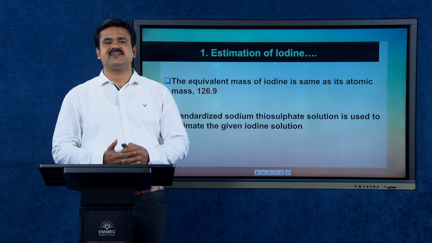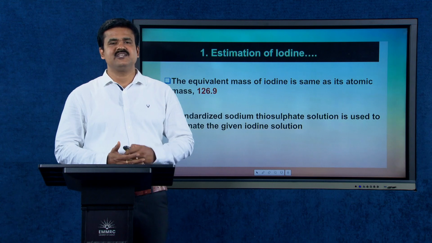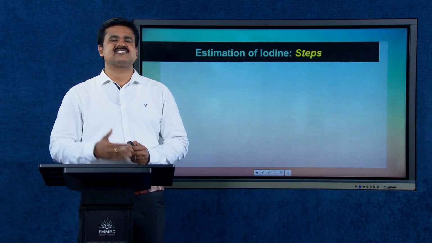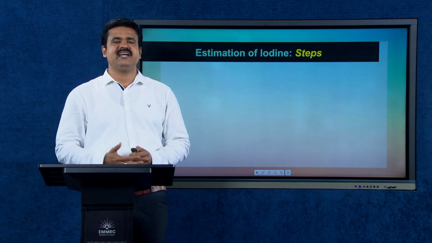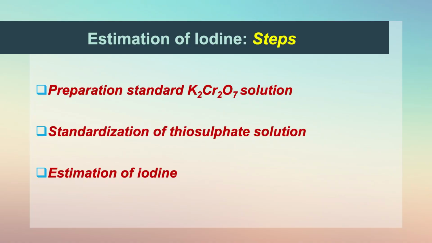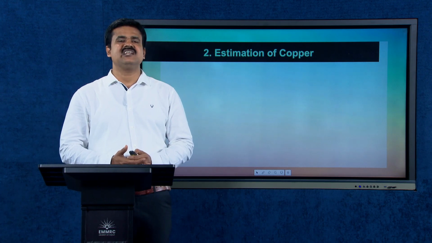Standardized sodium thiosulfate solution is used to estimate the given iodine solution. Now, the various steps are consolidated here. Estimation of iodine involves the following steps: preparation of standard potassium dichromate solution, standardization of sodium thiosulfate solution, and estimation of iodine using the standardized thiosulfate solution.